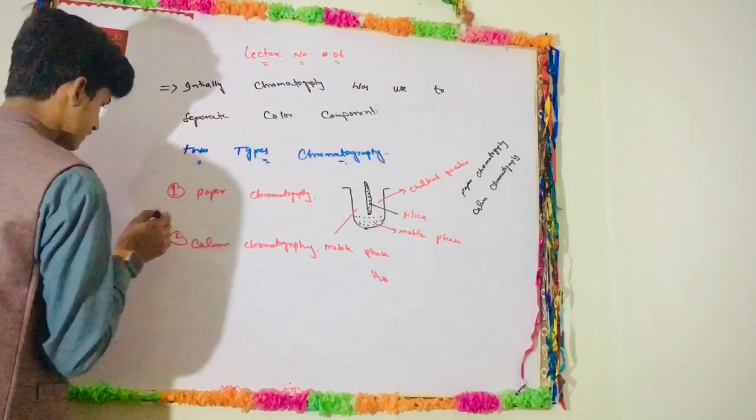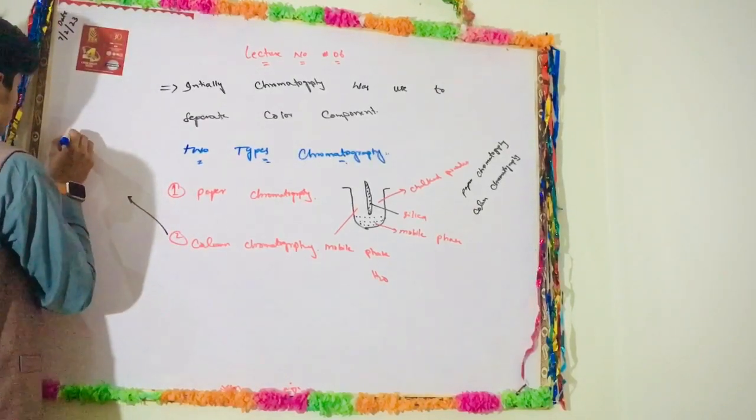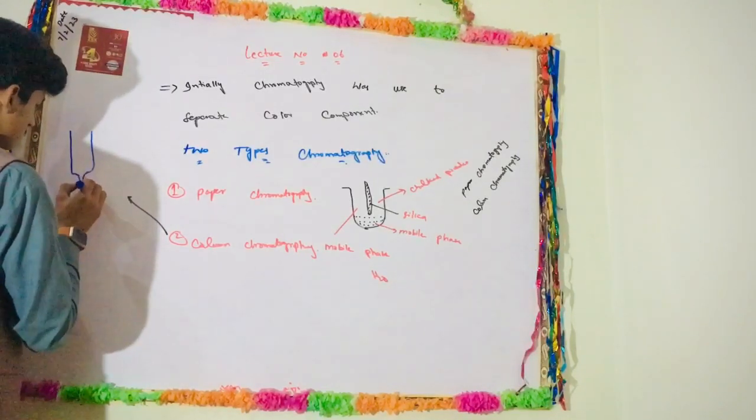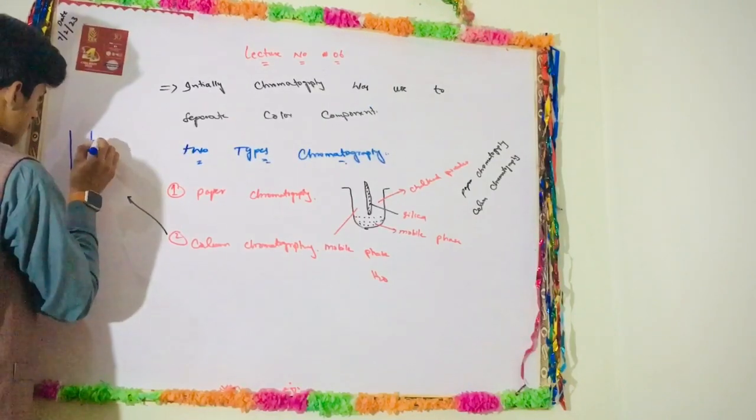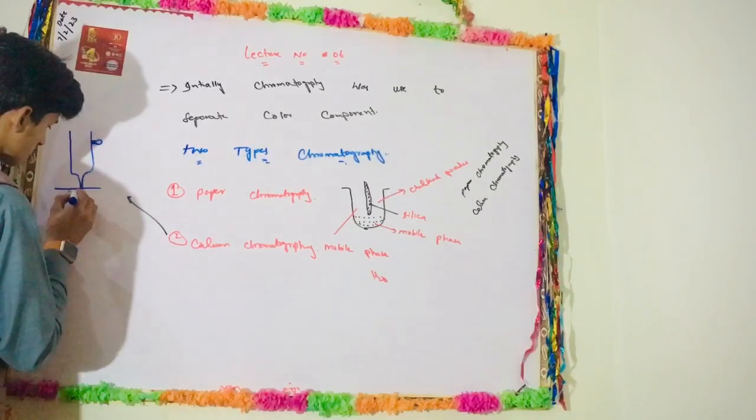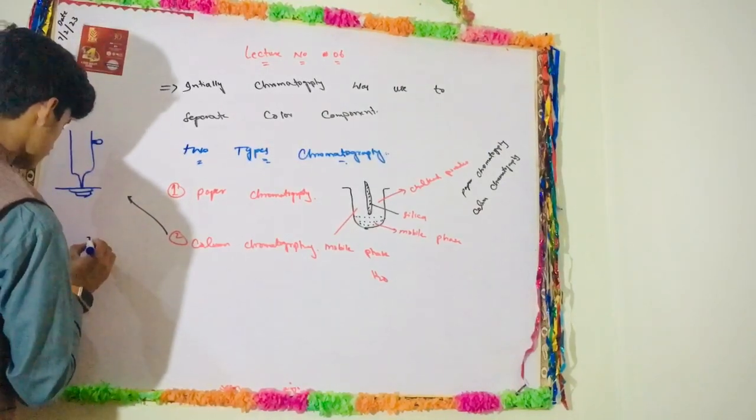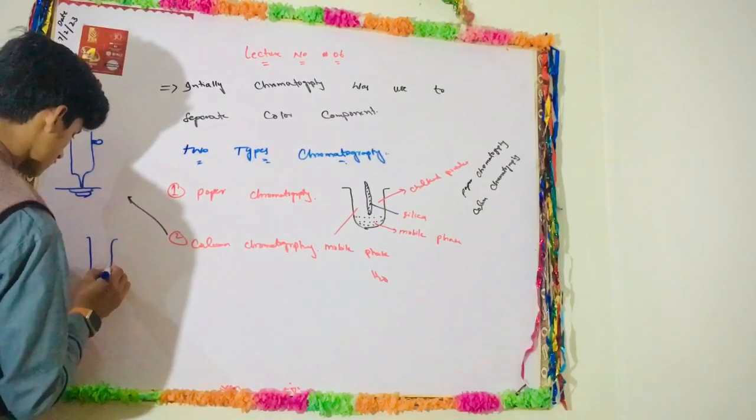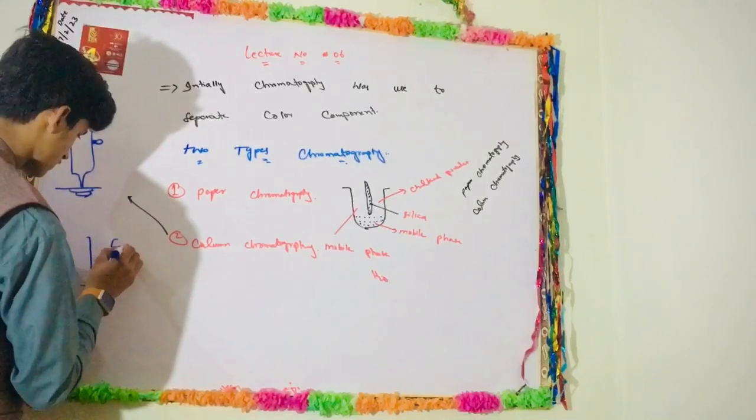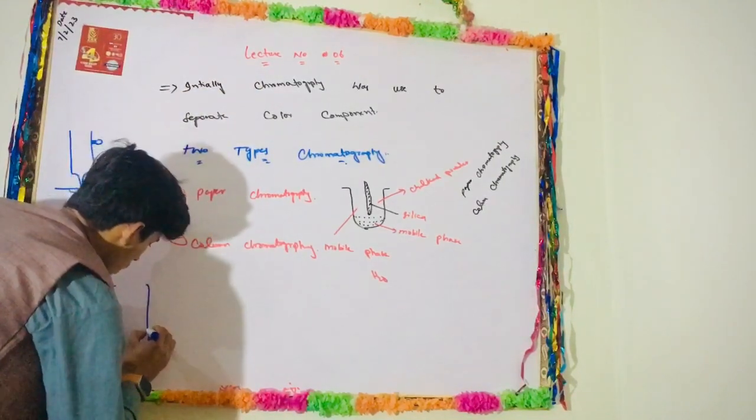Column chromatography. First one is, and second sample paper. Third one is large.